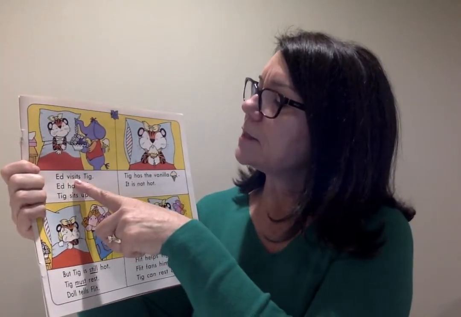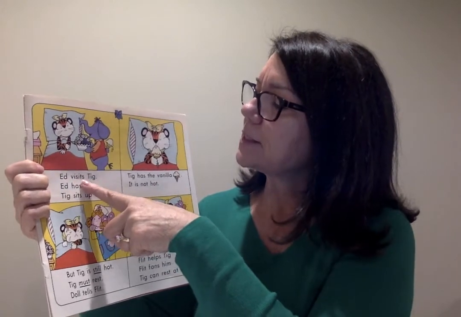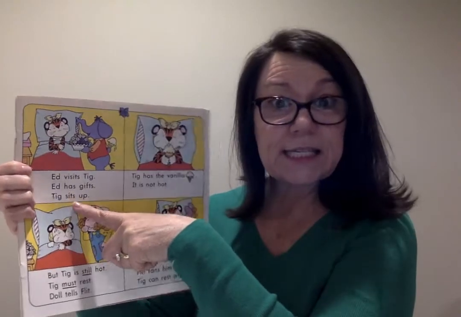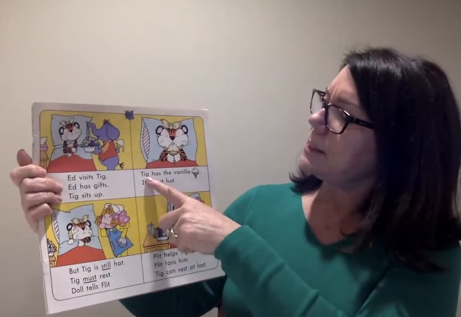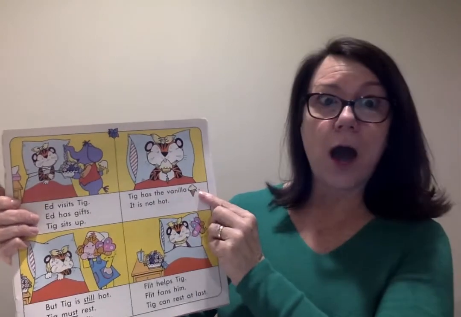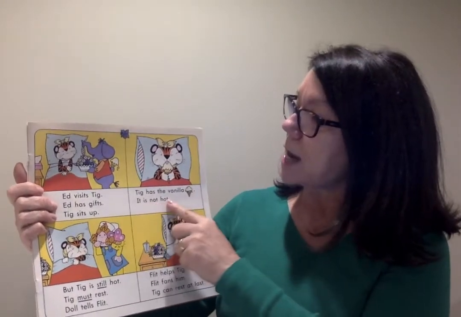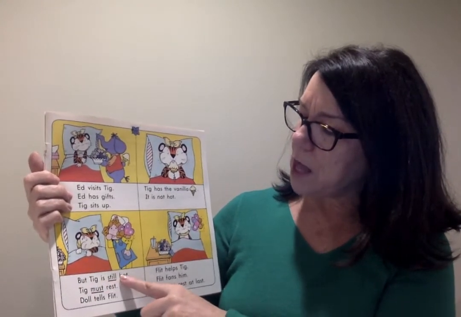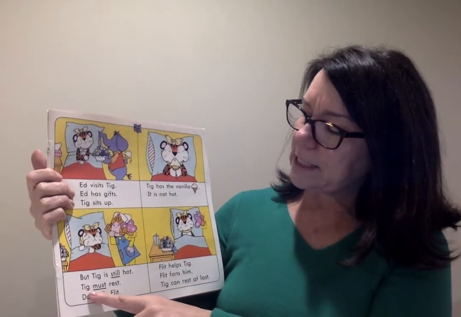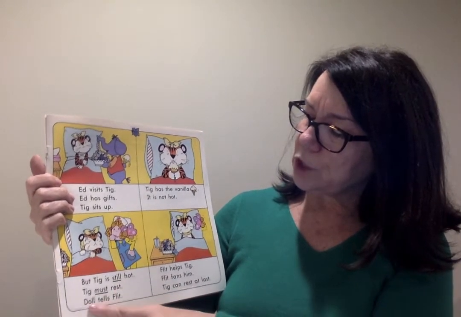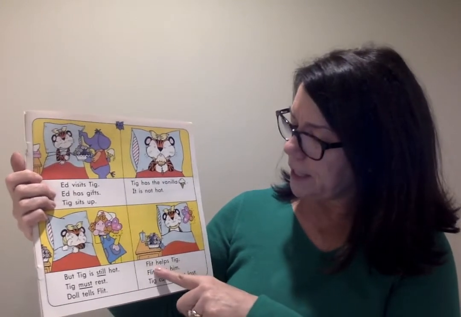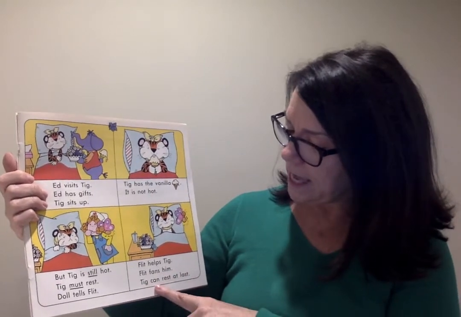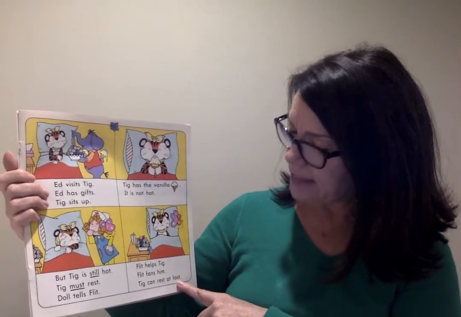Ed visits. Ed visits Tig. Ed has gifts. Tig sits up. Tig has the vanilla ice cream cone. It is not hot, but Tig is still hot. Tig must rest. Doll tells Flit. Flit helps Tig. Flit fans him. Tig can rest at last.